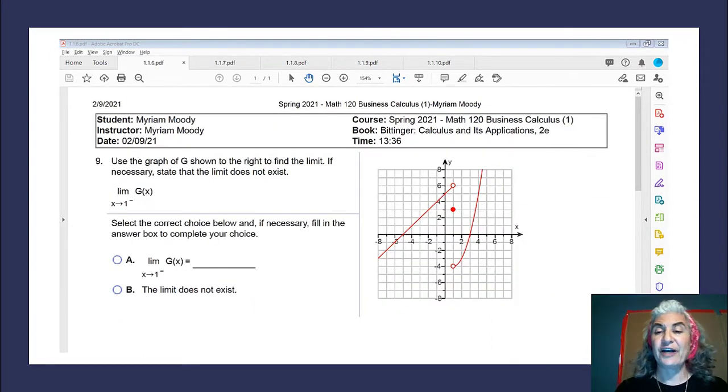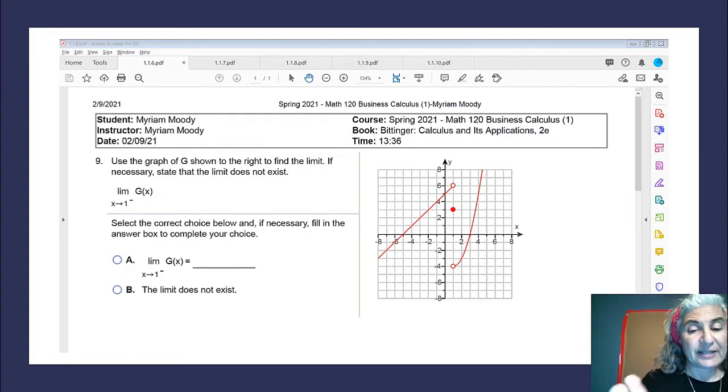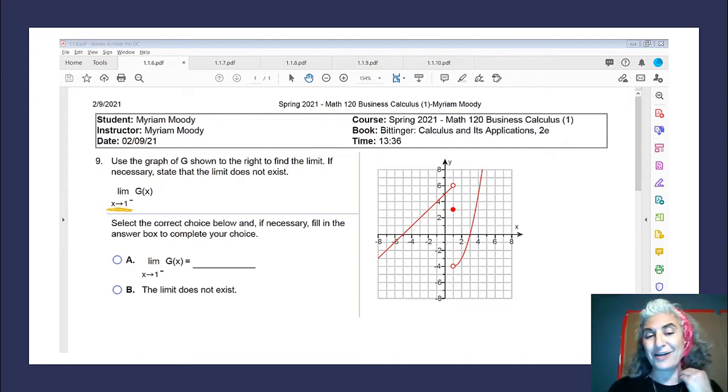Okay, let's look at another graph. They say this is the graph of G. Again, it's a very interesting graph, but don't look at the graph as a whole. Let's look at what they're asking us for. Now, notice something in this particular case. They're asking us to look at this graph, but as x approaches what number? Remember that little negative in the exponent? What does that mean? Yeah, come in from the left. So we're actually approaching what number? Good, we're approaching 1, and we're approaching it from the left.